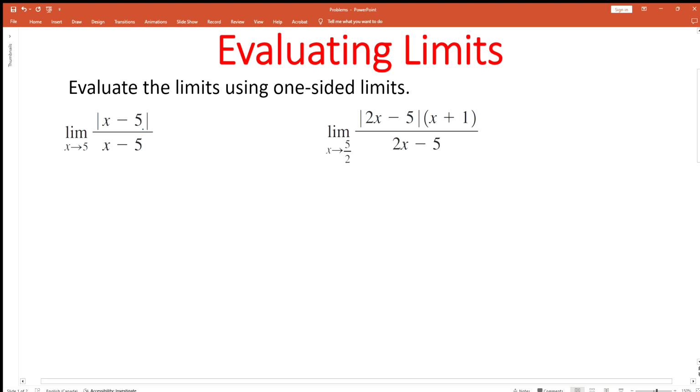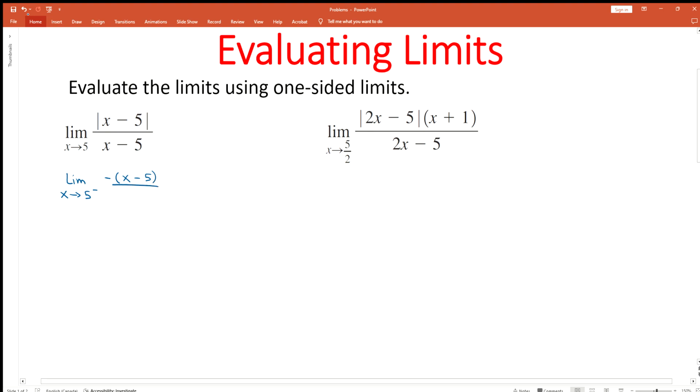Let's start by analyzing the left-hand limit. For left-hand limit, we should approach 5 from the left side. So we place a small negative sign on 5. In order to evaluate the limits, we have to get rid of the absolute value function in the numerator. Since we are calculating the left-hand limit, that means the value of x will be less than 5 because we are approaching 5 from the left side. As a result, we can rewrite the absolute value for x minus 5 as negative (x minus 5).